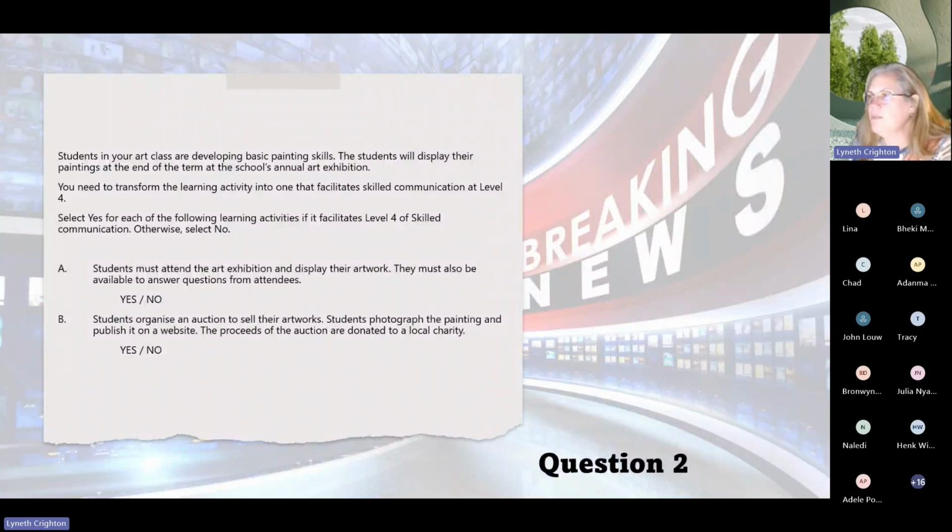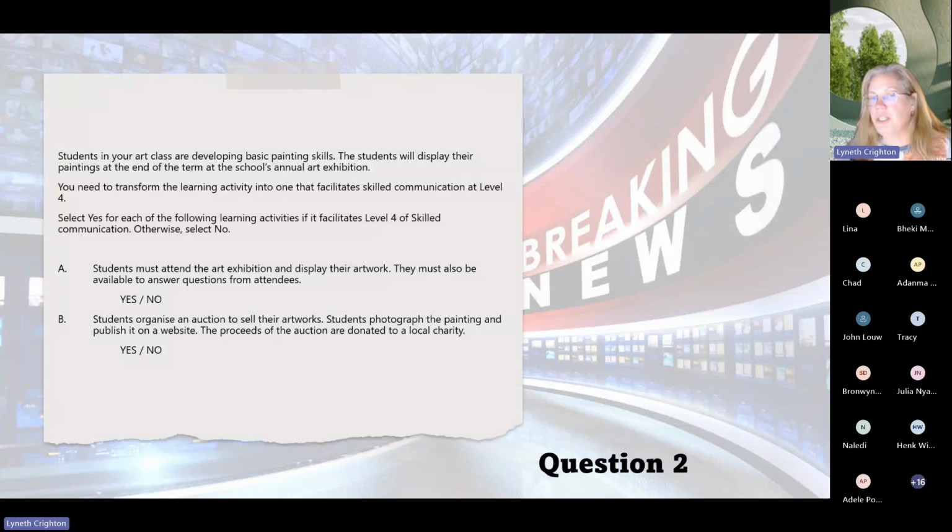But does anybody, thumbs up if you think either of those are a yes, and surprise if you think they're both no's. Okay, so remember, level 4 is a specific argument, a specific audience. So none of them talk about an audience. On the website, it doesn't tell you who's going to look at the pictures. And though they might be able to answer questions from attendees, they don't really say who the attendees are.